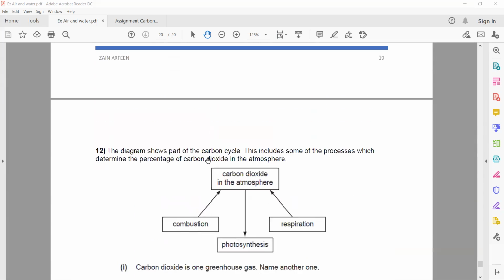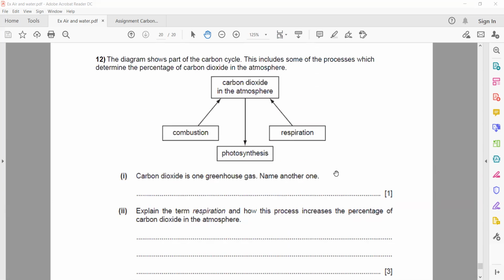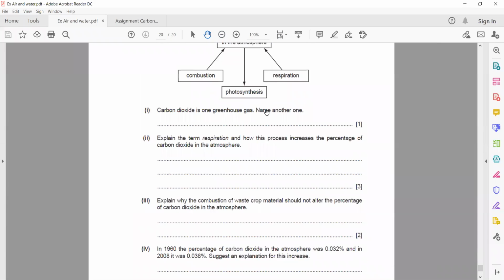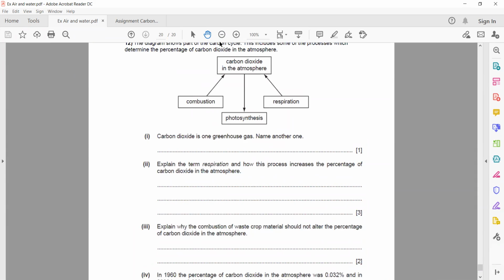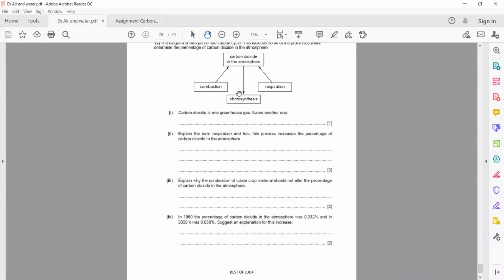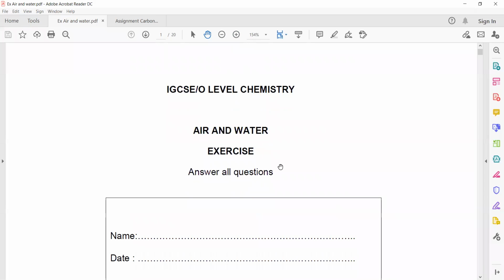Any doubt in question 12? Is there any doubt in question number 12? Any other doubt? If I missed any question, you can just let me know. Is there any doubt in this exercise?